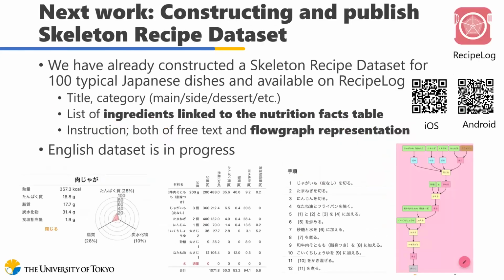Our next step is to build and publish a skeleton recipe dataset. We have already published a dataset of 100 typical Japanese recipes via RecipeLog with titles, ingredient lists, and instructions represented by both free text and flow graph. This is a novel recipe dataset in two respects. The ingredients are linked to the nutrition facts table, and the instructions are expressed in flow graphs. An English language dataset is in progress.